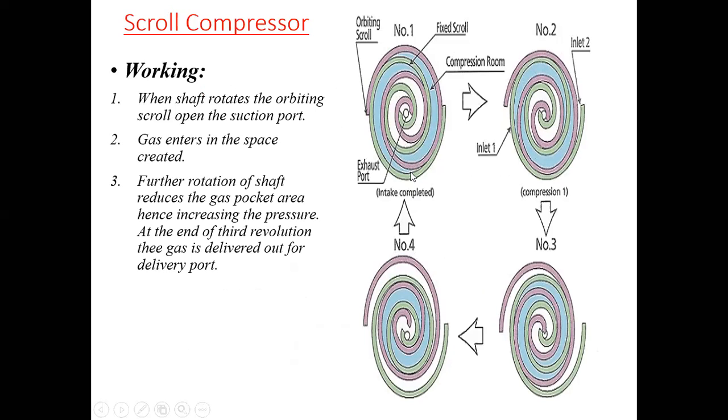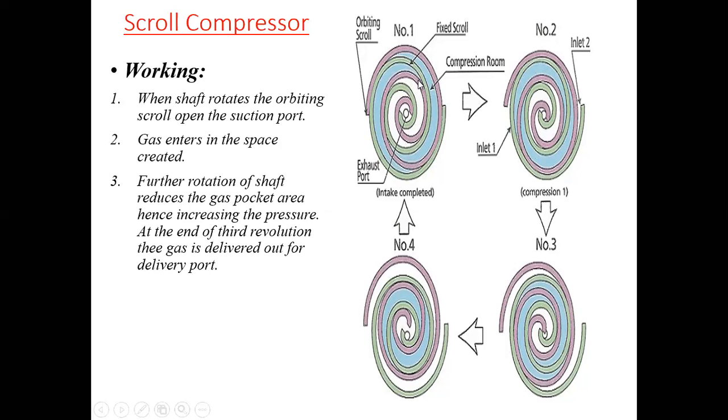Here I'm considering this as the fixed scroll, and this is the orbiting scroll. The orbiting scroll just orbits around the fixed scroll. Then this will be the compression room. As the scroll moves from this side to this side, it can move on either side.